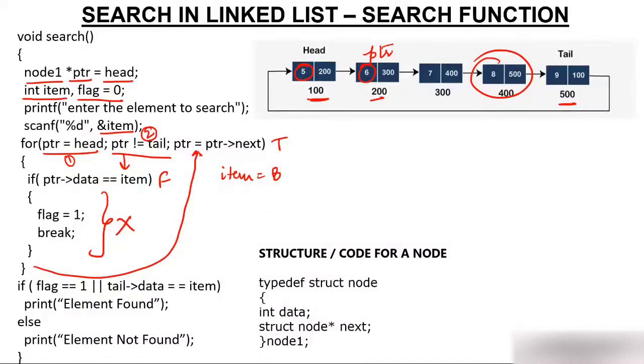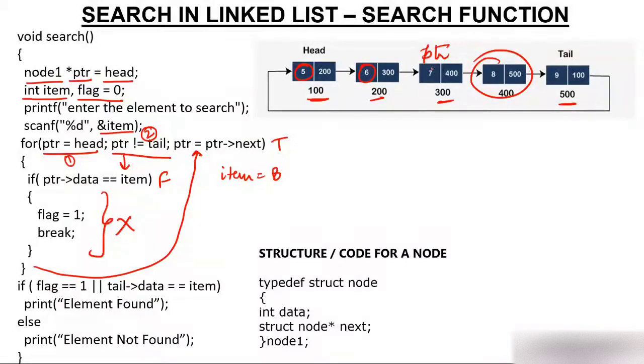I'll again update PTR. PTR will have PTR next. What is PTR next? 300. So PTR will move from this place to 300. Fine. You just keep on remembering where PTR is moving. I'll again check, is PTR not equal to tail? PTR is 300 and what is tail? 500. Yes, PTR is not equal to tail. The condition becomes true.